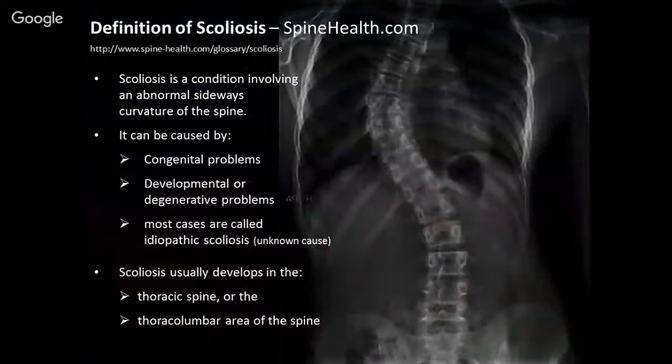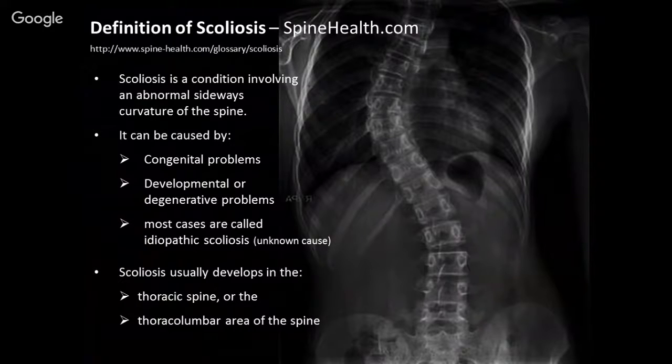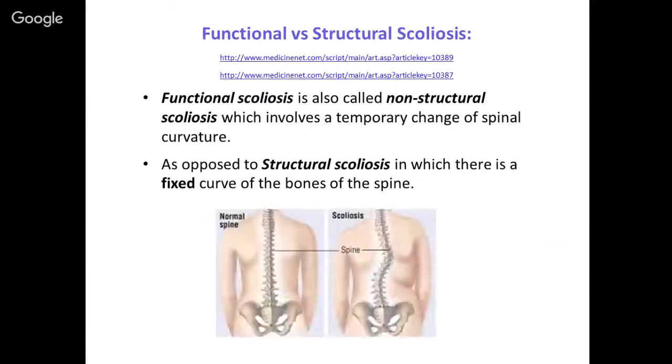So the definition of scoliosis, according to Spine Health, is a condition involving an abnormal sideways curvature of the spine. It can be caused by congenital problems, developmental or degenerative problems, and in most cases are idiopathic, which means an unknown cause, and it usually develops in the thoracic or the thoracolumbar area of the spine. There's what's called functional versus structural. So functional is also called non-structural, which involves a temporary change of spinal curvature, as opposed to what's called structural, in which there's a fixed curve of the bones of the spine.